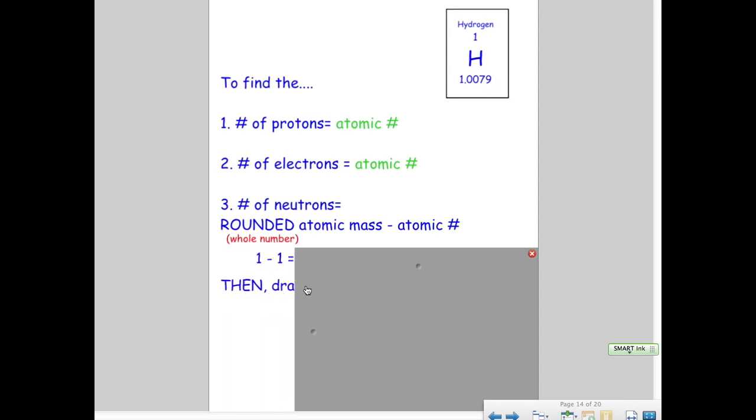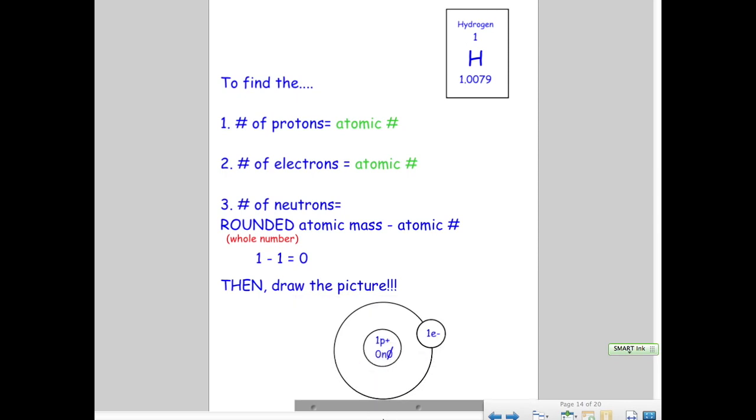Okay, and then you want to subtract it from the atomic number, which is also 1. So you should have 0 neutrons. The next step that you want to do is draw the picture. Now the picture is a very simplistic representation of the atom that we drew on the other page.